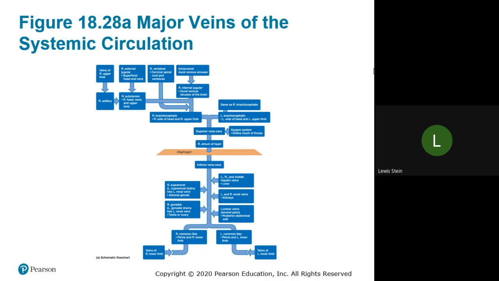They are connected by a series of veins called perforators. Okay? And basically what happens, it allows the blood from the veins near the skin over time in multiple areas to come back to the main circulation.